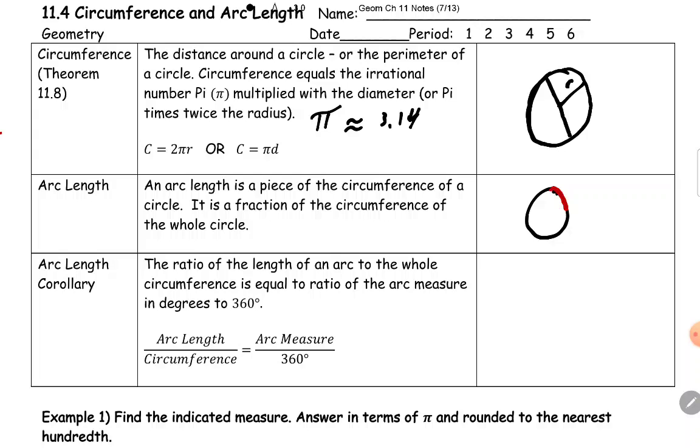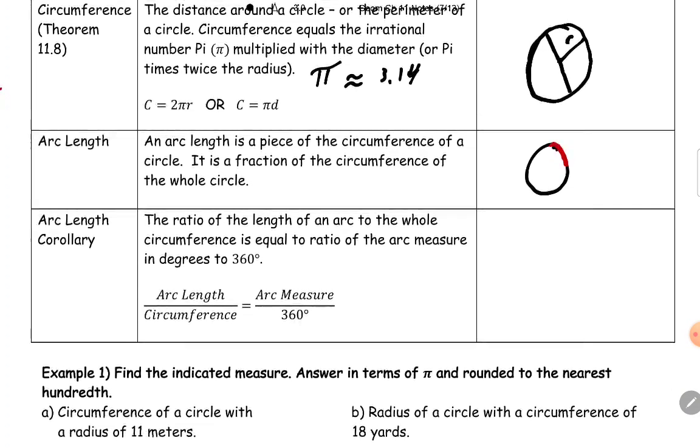So the ratio of the length of an arc to the whole measure of the circumference is equal to the ratio of the arc measure in degrees to 360. So let's draw a picture here. Let's call this AB, and let's call this P.